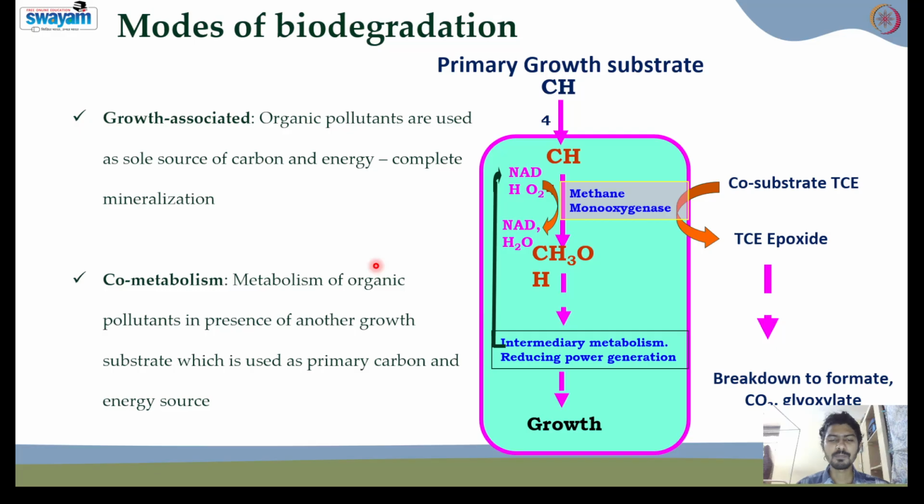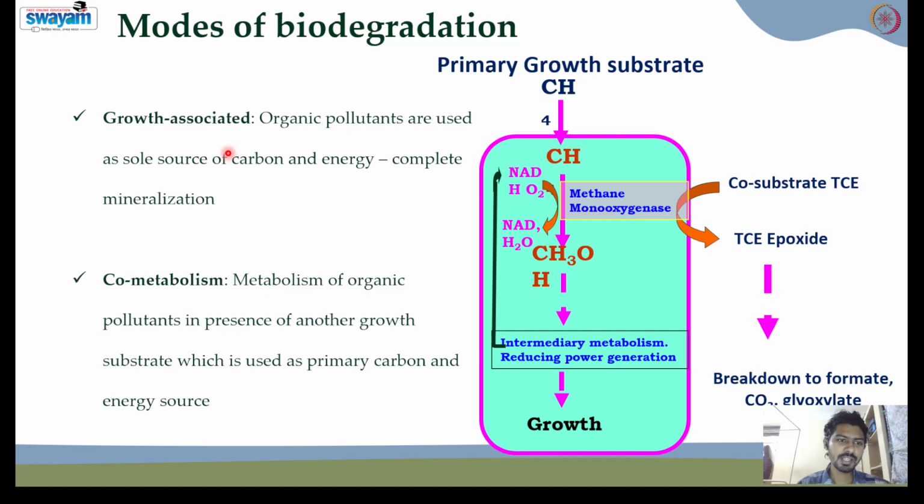And the next topic is how and what are all the modes of biodegradation pathway that microorganisms undergo. Because usually, microorganisms use their own clever strategies to deal with different kinds of pollutants. And these strategies are mainly these two kinds: one is the growth associated strategy and the next is the co-metabolism strategy.